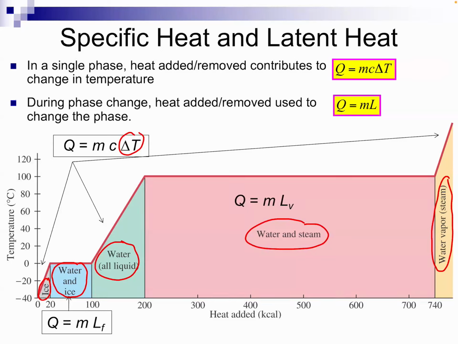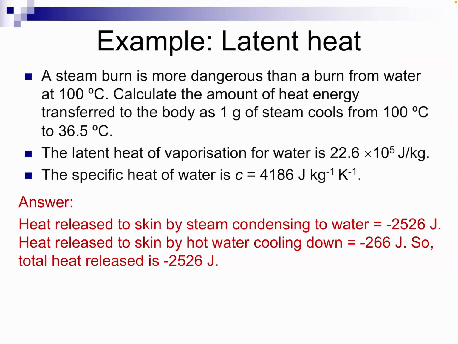All right. Clear enough? Okay, let's look at an example then. So steam burn, it's often said steam burn is more dangerous than burn from just water at 100 degrees Celsius. So in this example, let's see why. By calculating the amount of energy transferred to the body, to the skin, if 1 gram of steam cools from 100 degrees Celsius to 36.5 degrees Celsius. We're given here the properties of steam, latent heat of vaporization, and specific heat of water.